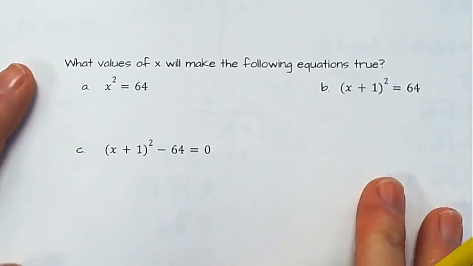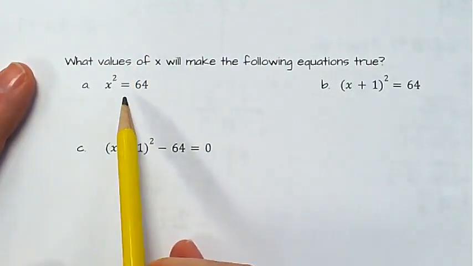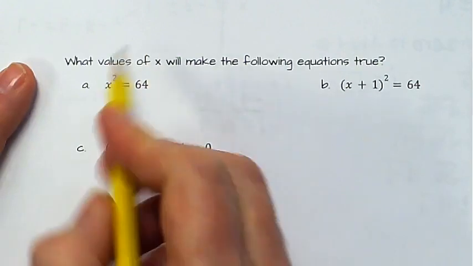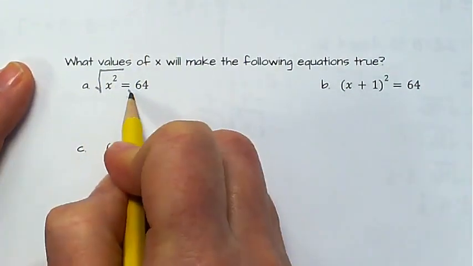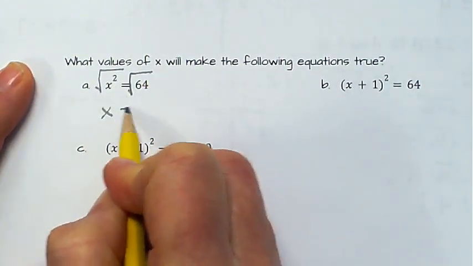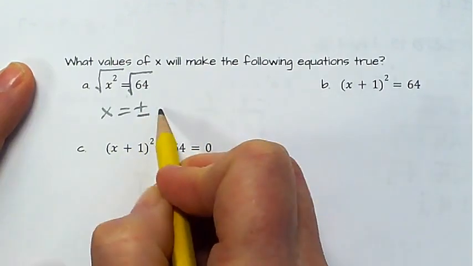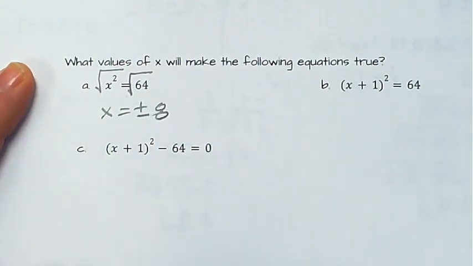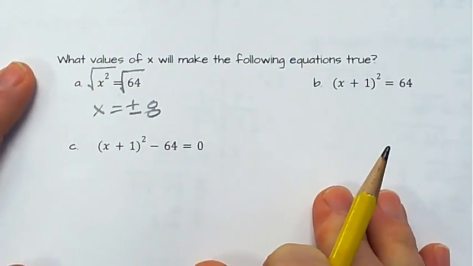So here, same thing we were doing just a second ago. Take the square root of both sides. x equals plus or minus 8. 8 times 8 is 64. Negative 8 times negative 8 is also 64.